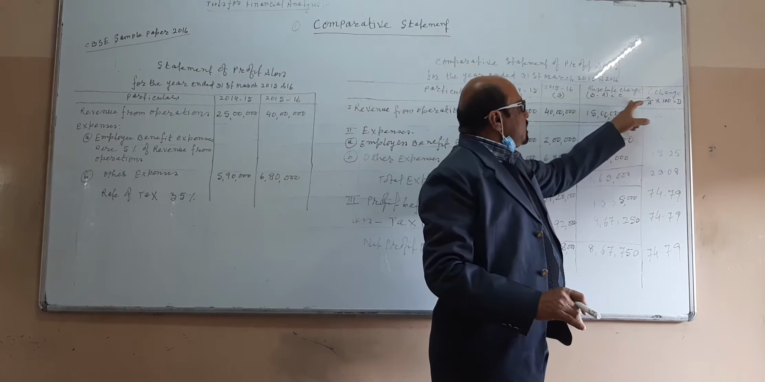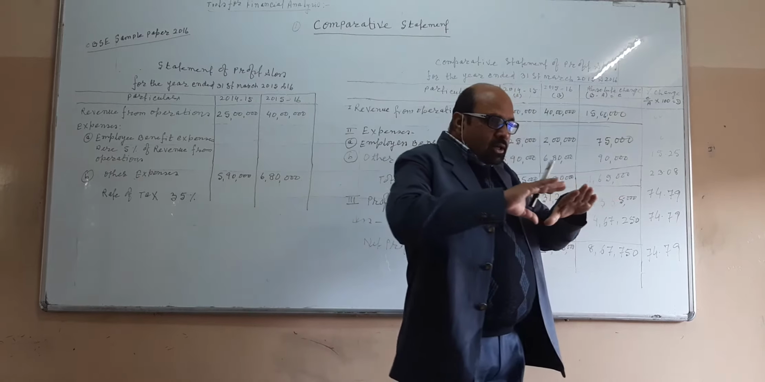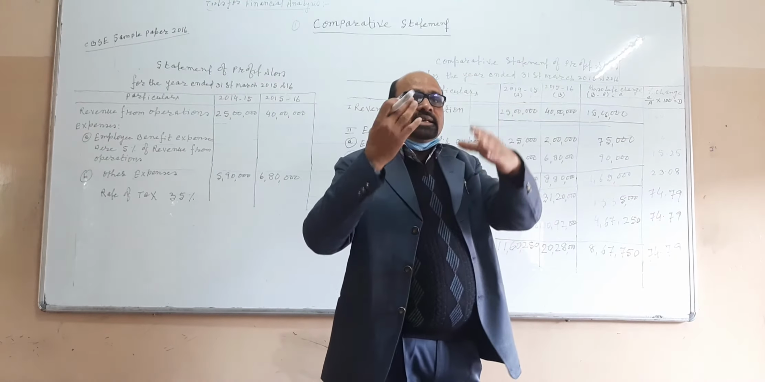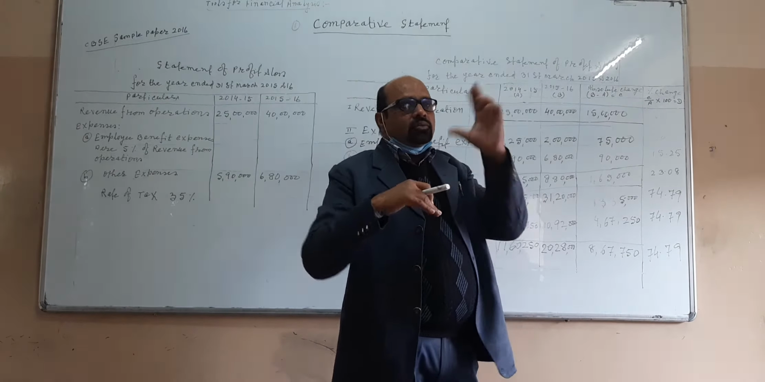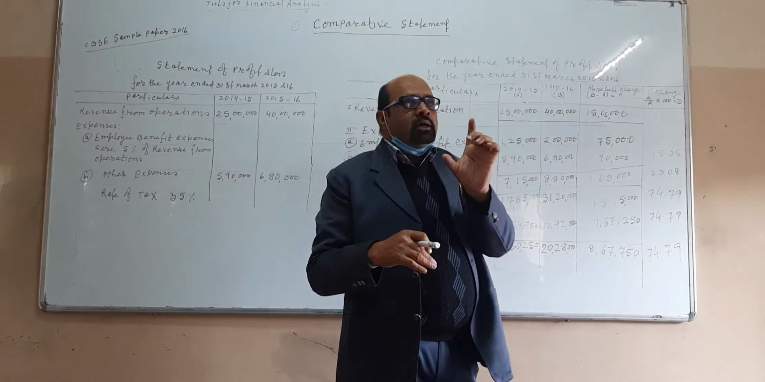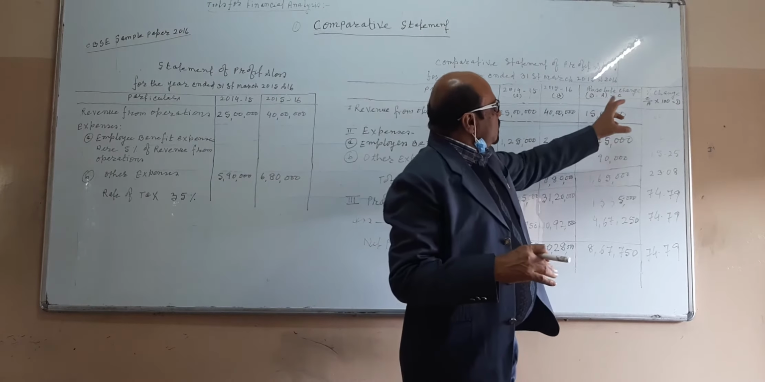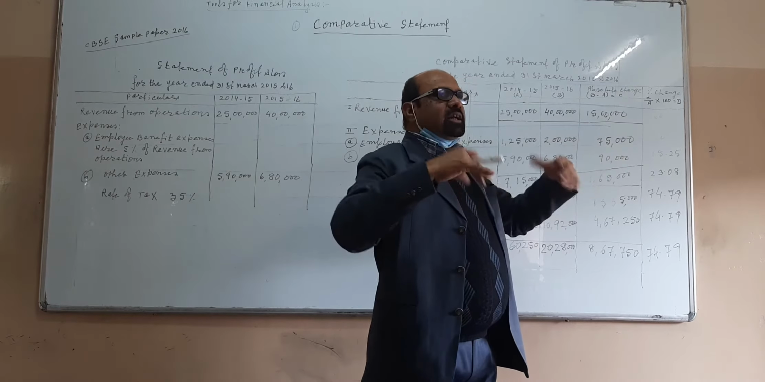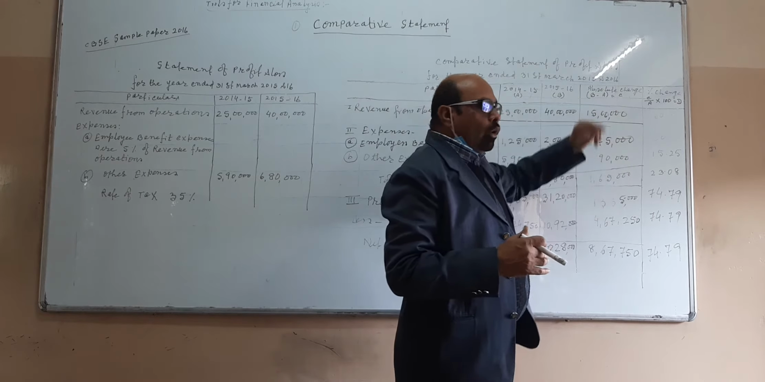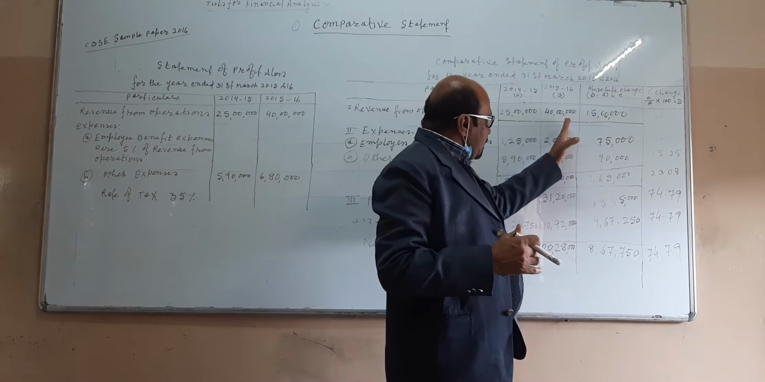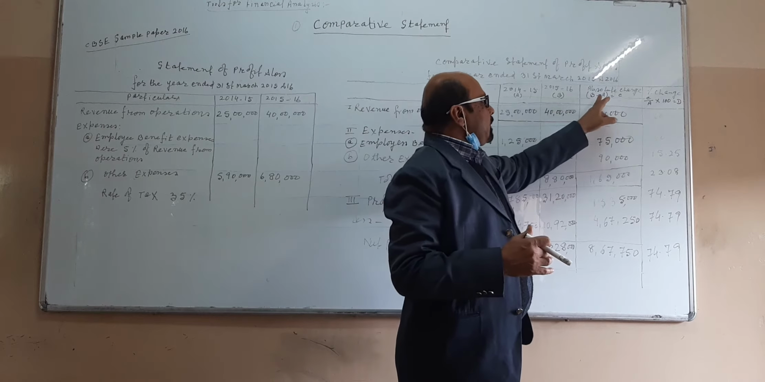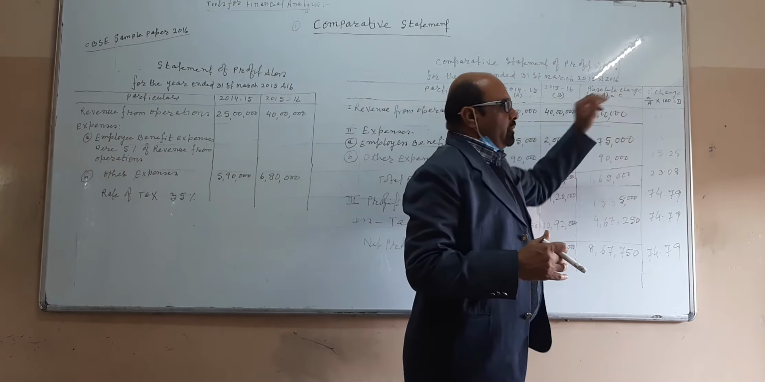Absolute change means what is the trend, whether the amount has increased or decreased. So calculate the figure of changes, whether increase or decrease. We write here absolute change. And how do we calculate? The current year amount minus the previous year amount. That's why we write B minus A equal to C.